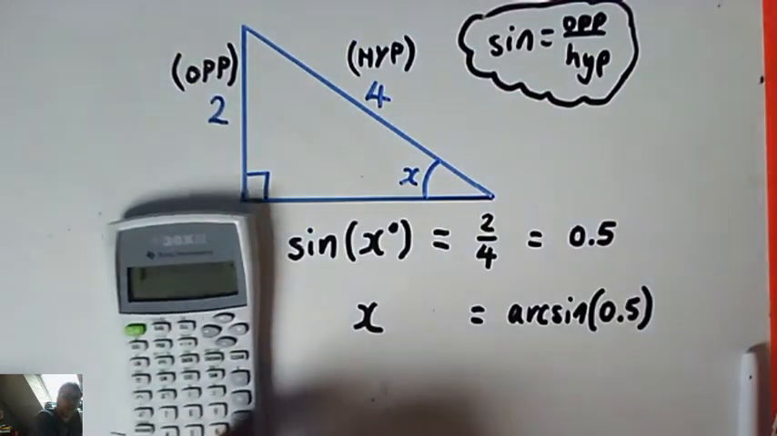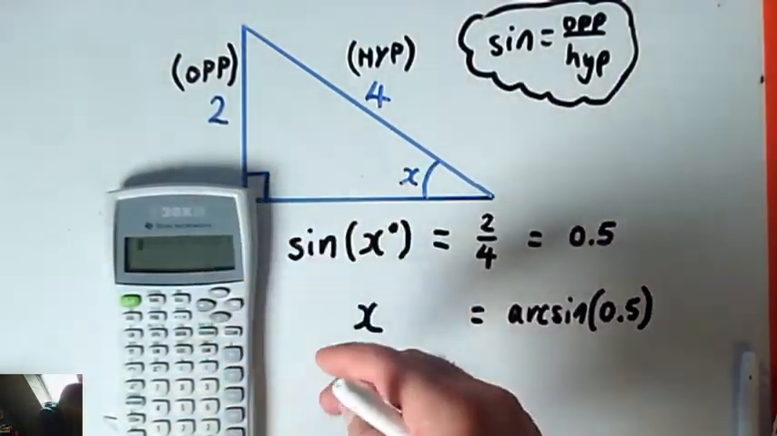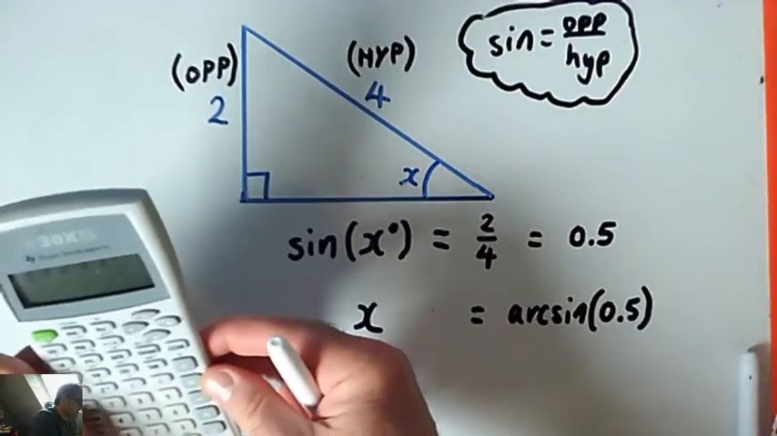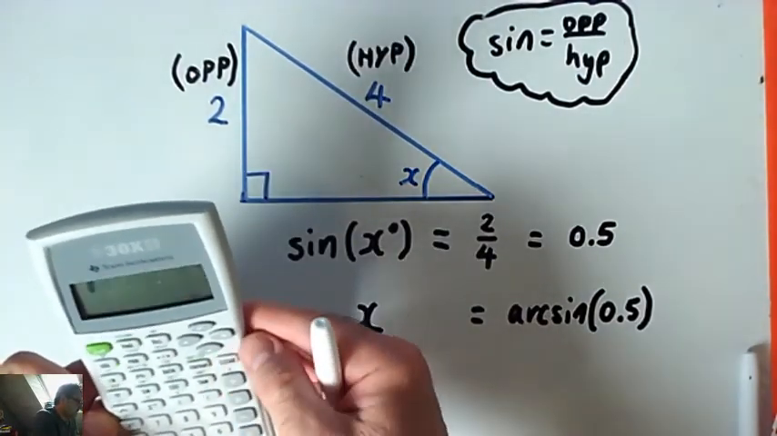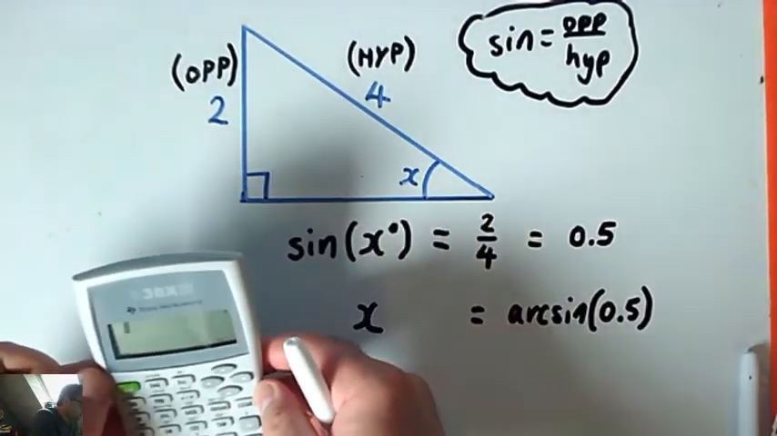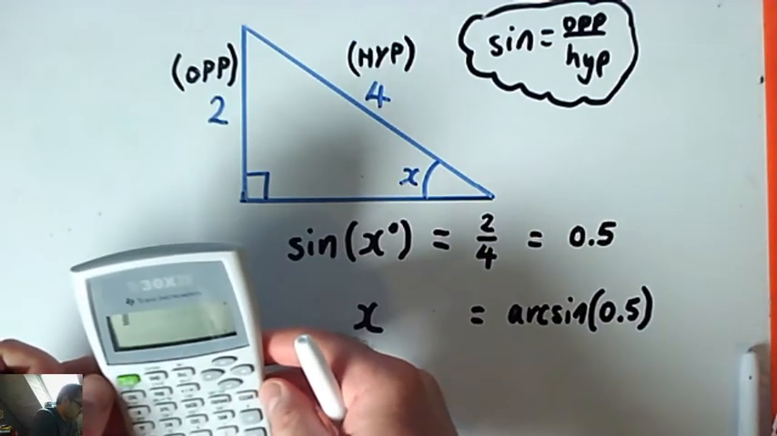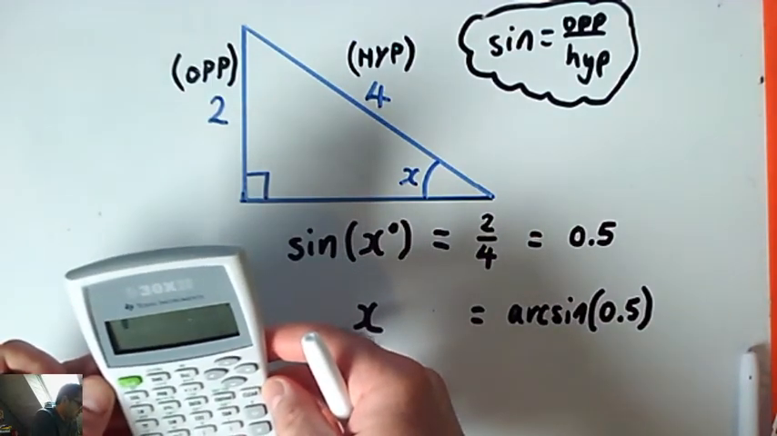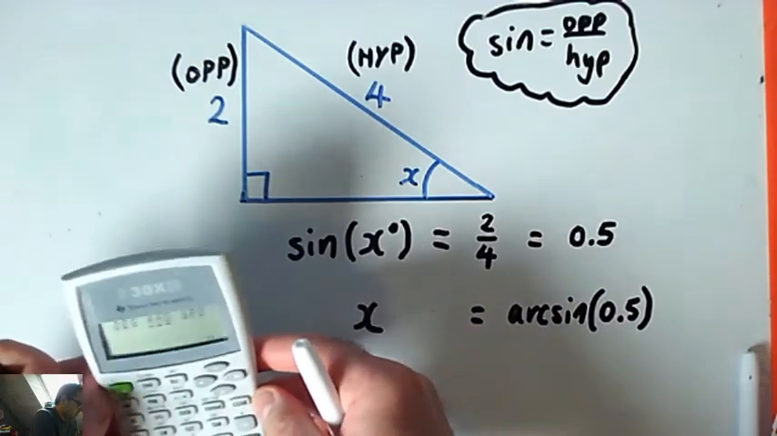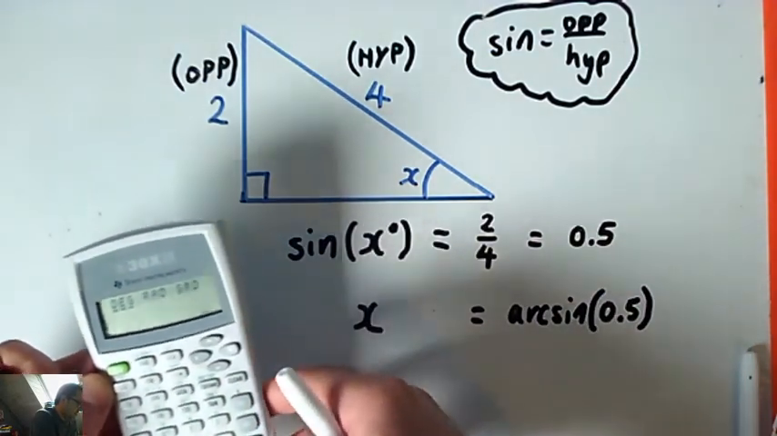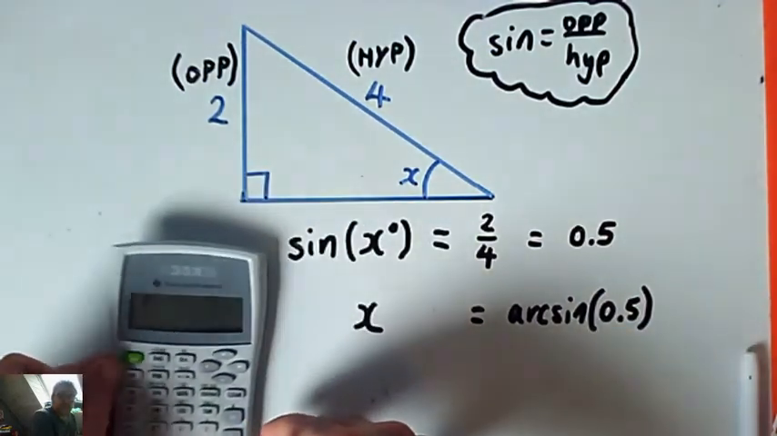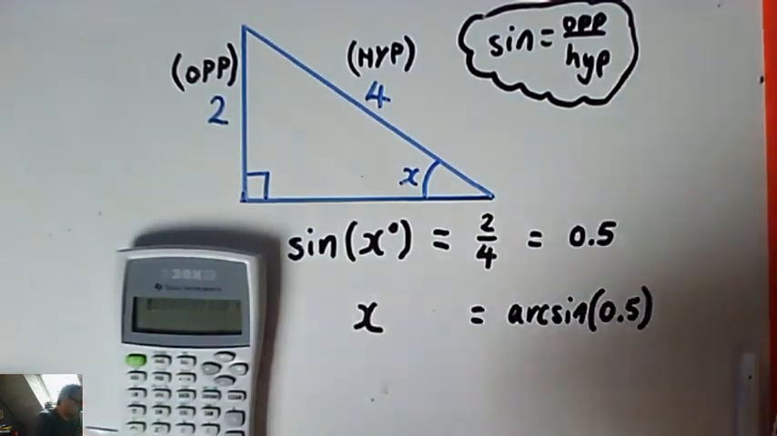So on the calculator, here's the calculator. I need to make sure my calculator is in degrees mode actually, which I notice it isn't. So let me try and find the mode button to, there we go, degrees. So I want that in degrees mode because I'm working with an angle that's in degrees.